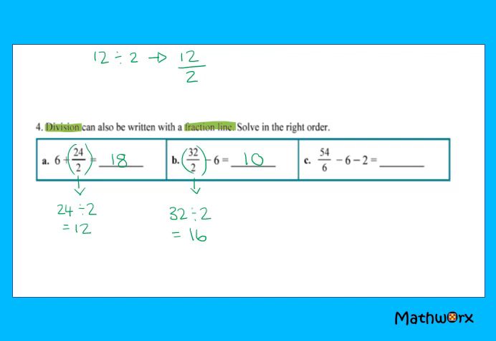And let's look at C. There's our brackets around the fraction sign. 54 divided by 6 gives me 9. Now left to right, because we just have minuses left. 9 minus the 6 gives me 3, and 3 minus 2 gives me 1. Okay, so there we just threw a little bit of our fraction signs into order of operations. Okay, let's move on to the next slide.